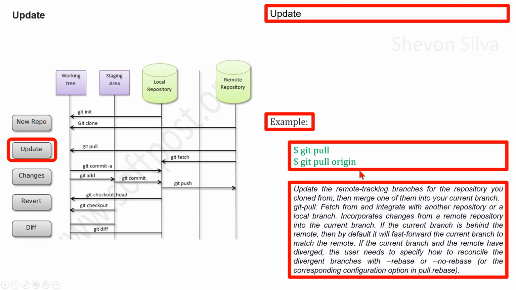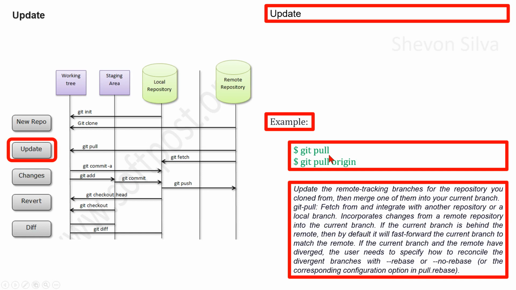As an example, we can consider git pull and git pull origin. This updates the remote tracking branches for the repository you cloned from, then merges one of them into your current branch. Git pull fetches from and integrates with another repository or a local branch, incorporating changes from a remote repository into the current branch. If the current branch is behind the remote, then by default it will fast forward the current branch to match the remote.